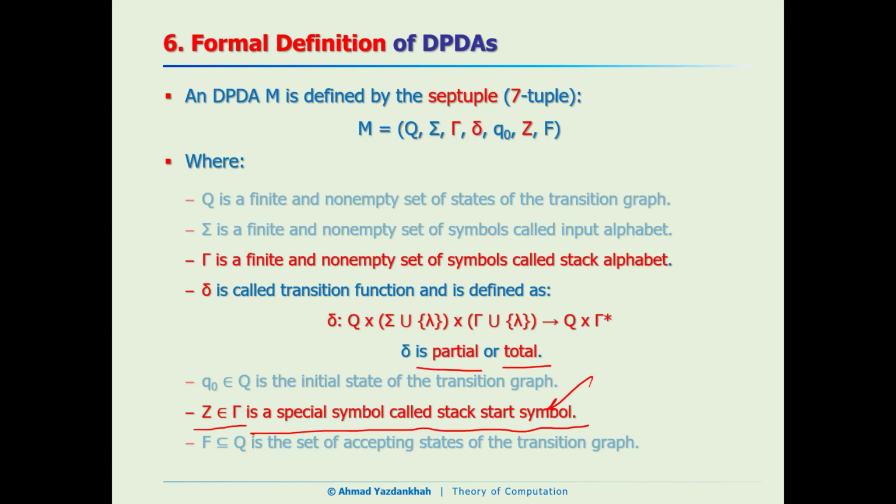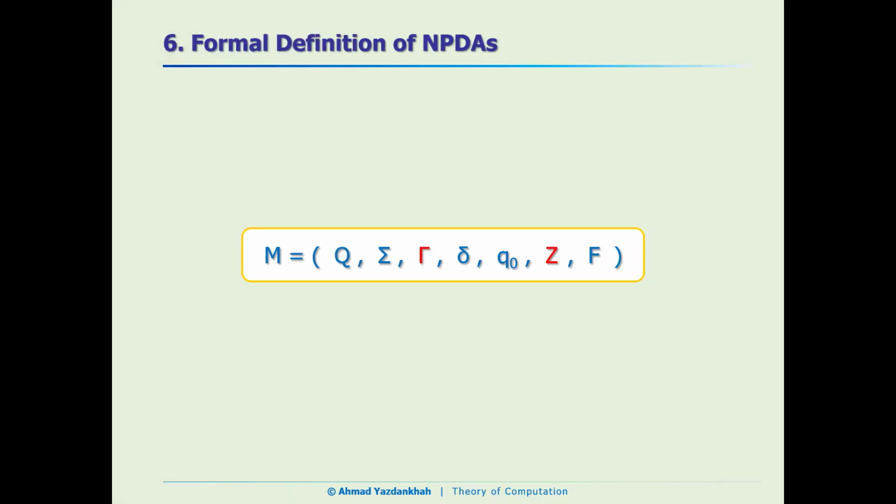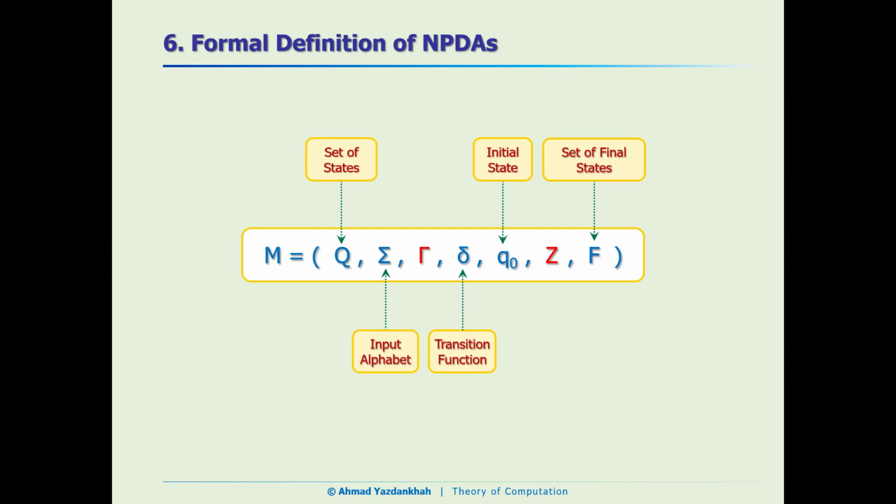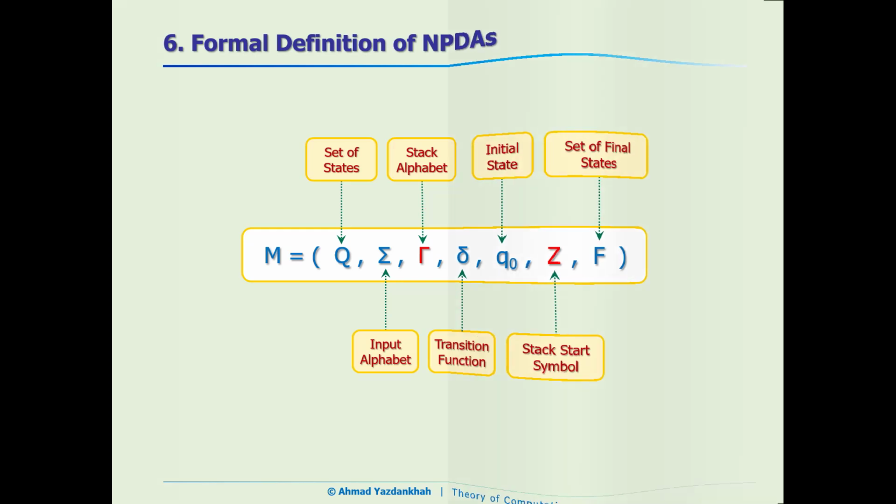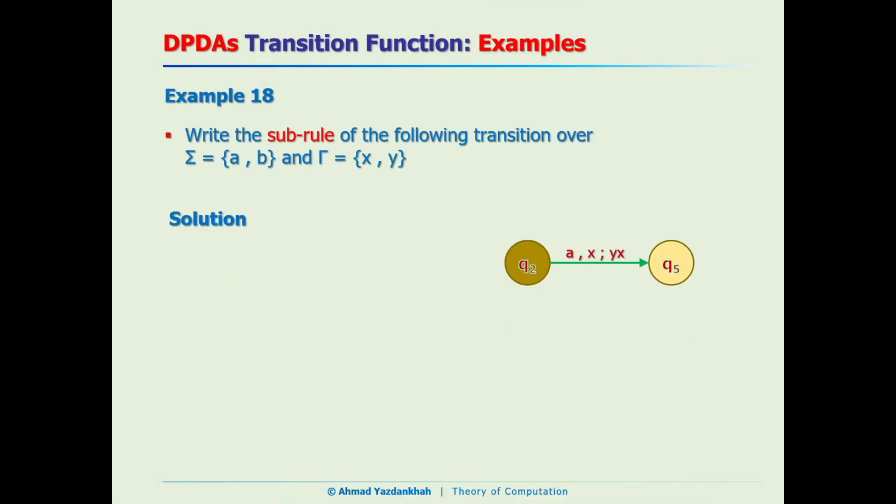Okay, so let's have a quick review. What is the Q and what is the sigma? What is the delta? What is the Q0 and F? And these two are the new ones, right? So the gamma is the stack alphabet and the Z is the special symbol for the stack that we call the stack start symbol. Okay, so now to explain how that delta works, let's start with this simple example.